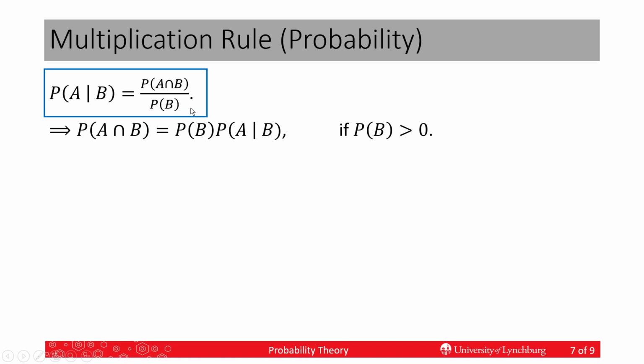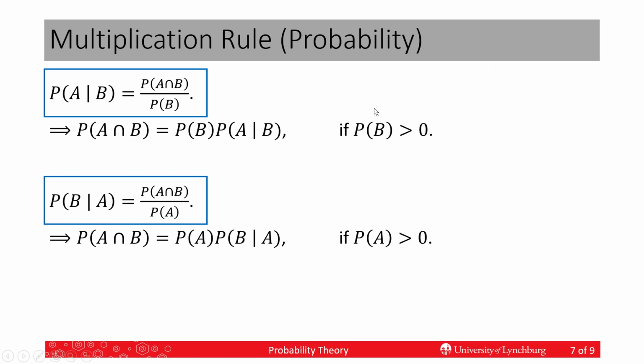Now what I'm going to do is I'm going to multiply both sides by the probability of B so that I can rewrite this and get the probability of A and B by itself. And so that's going to be the probability of B times the probability of A given B. And this is only true again when the probability of B is greater than 0. Why? Because we started with this formula and you can't divide by 0. So that condition follows through for the multiplication rule.